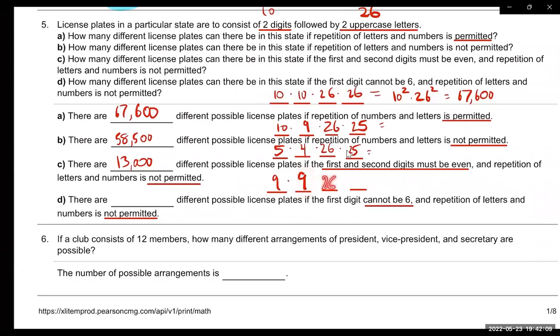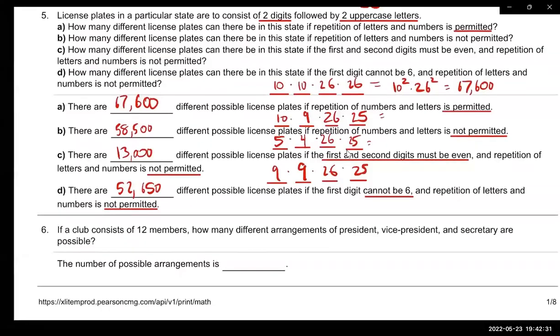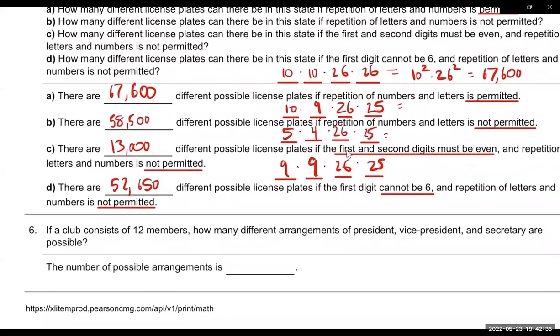And there's going to be 26 letters and then followed by 25, since you can't repeat letters either. So that's going to be 52,650. Let's see if that one's right. Yeah, that's right. Good. Got it right. All right, so that's how you do the license plate problem. So let's keep it moving.